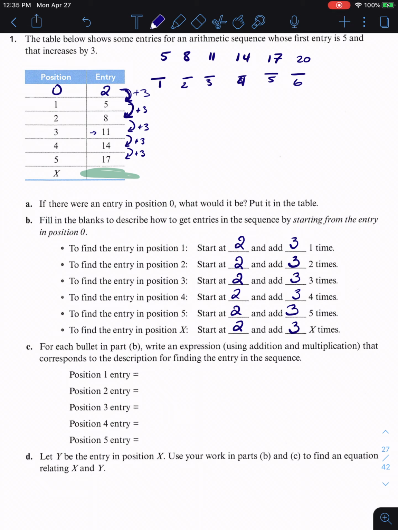So in other words, we're going to dig into how did we get that 8? How did we get that 11? So for position 1, we started with 2 and we added 3 one time. Right? And we can even say 1 times 3. For position 2, we started at 2 and we added 3 2 times. Position 3, we added 3 3 times. Position 4, we added 3 4 times. And position 5, we added 3 5 times.